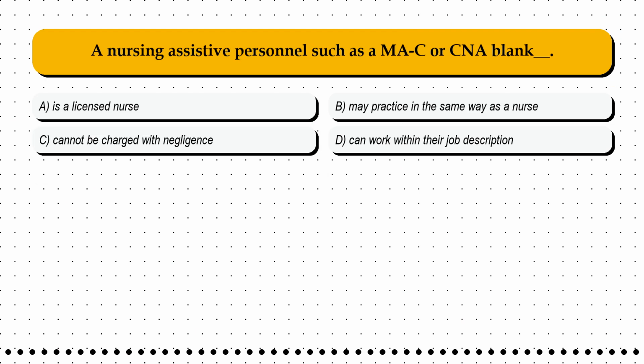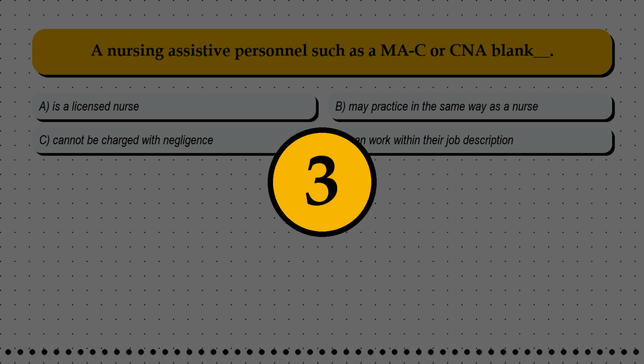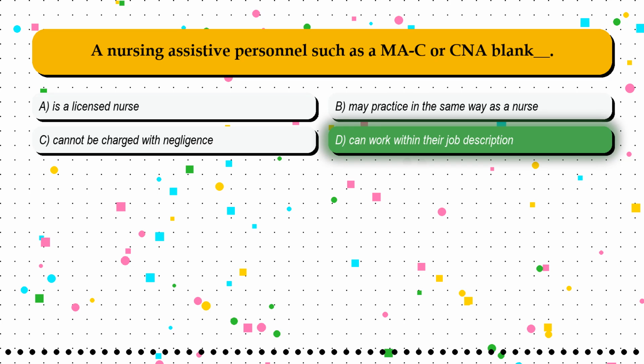Question 47. A nursing assistive personnel such as a MACE or CNA blank blank. Option A is a licensed nurse. Option B may practice in the same way as a nurse. Option C cannot be charged with negligence. Option D can work within their job description. The correct answer is option D, can work within their job description.